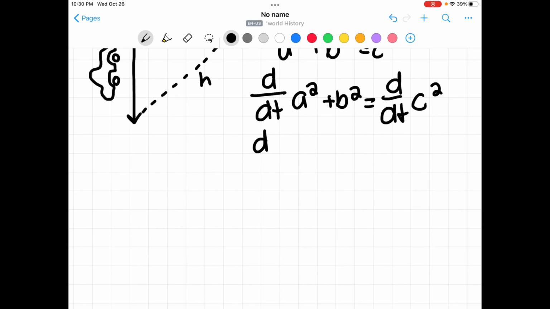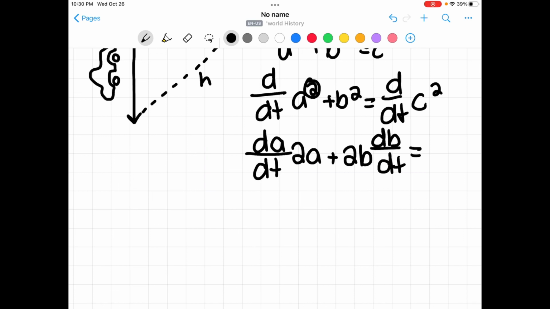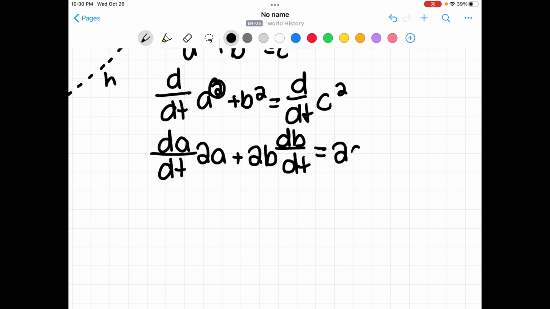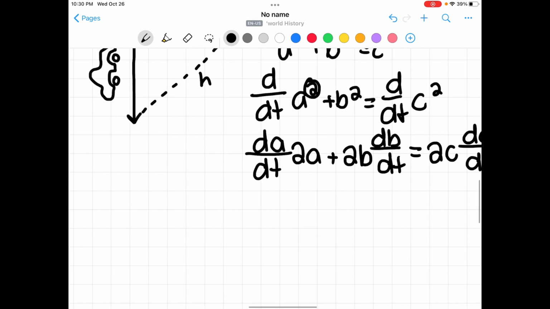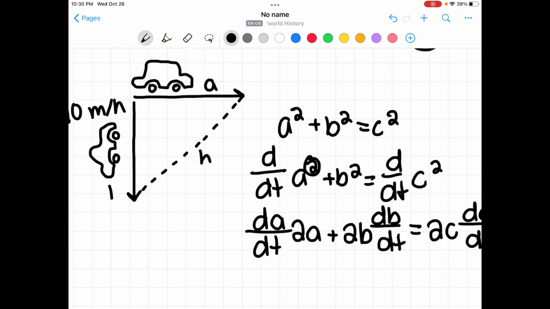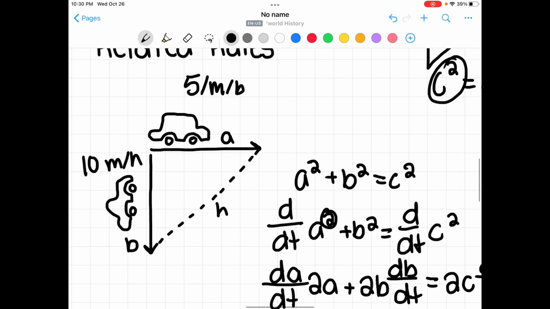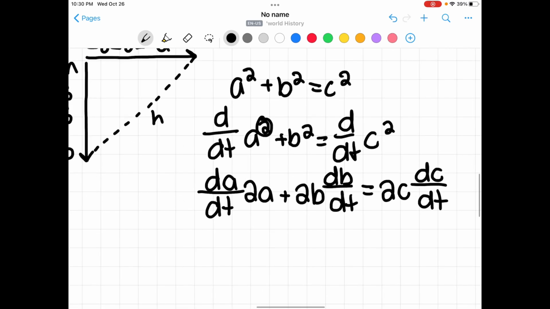So it's going to turn into the derivative dA over dt times 2a, because you bring down the exponent. Then this one's going to turn into 2b dB over dt equals 2c dc over dt. Now, let's say this is our a and this is our b. Now we have everything we need if we were going to find this hypothetical c right here.